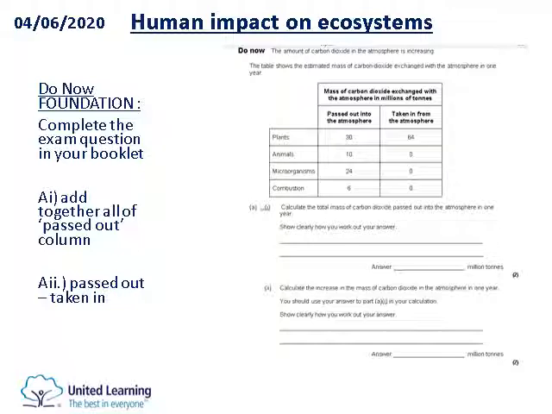So the foundation question, it's just a maths question and it's asking you to understand the data that's been given to you in the table. For the first question, all it's asking you to do is add together all of the data in the passed out column. And then the second question, you need to do the passed out column, take away the taken in column, and it'll leave you with a smaller number, but it'll leave you with your answer.